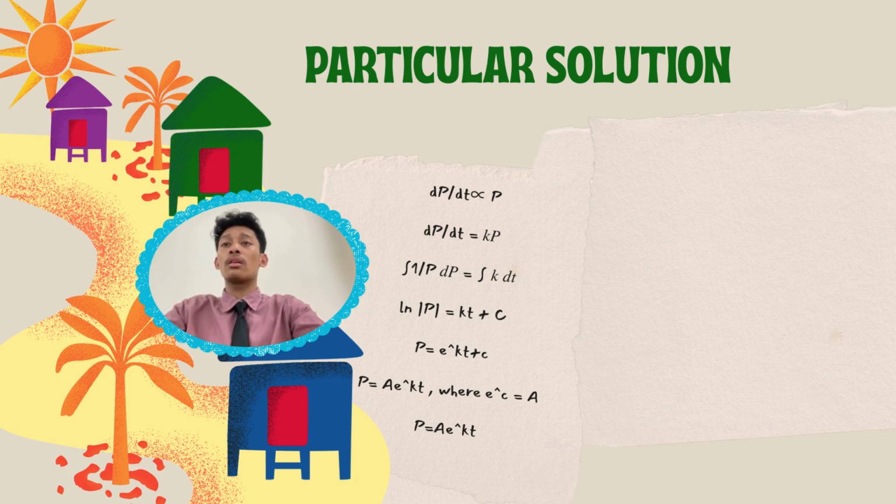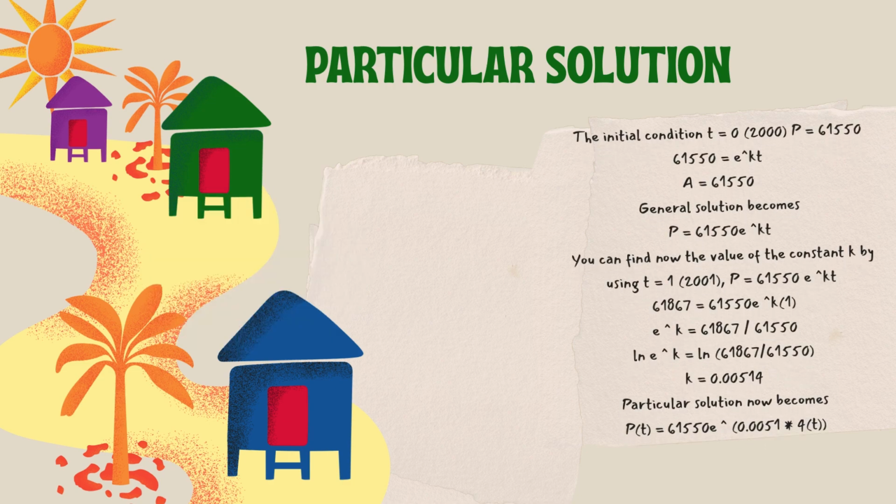So the equation is ln p equals kt plus c. We need to eliminate the ln, so we just add the exponent to both sides and get p equals e to the power of kt plus c. Now we want to determine the value of the constant. The initial condition is t equals 0, where the population is 61,550. So we substitute the value of p and we get a equals 61,550. So the general solution becomes p equals 61,550 e to the power kt.